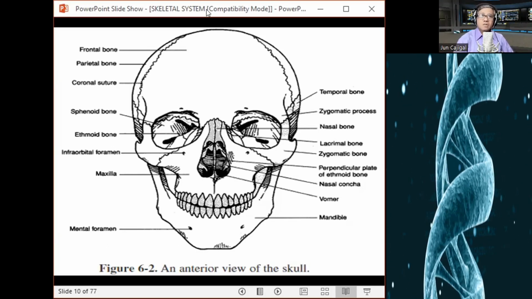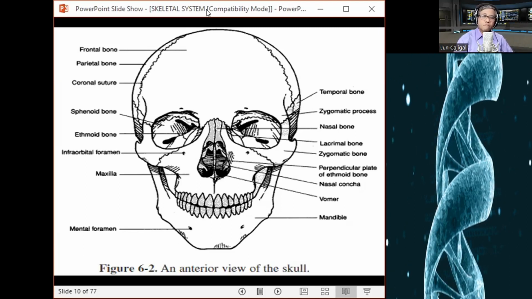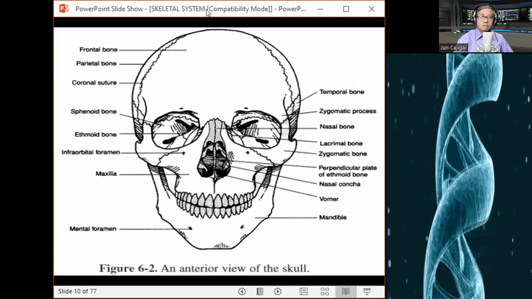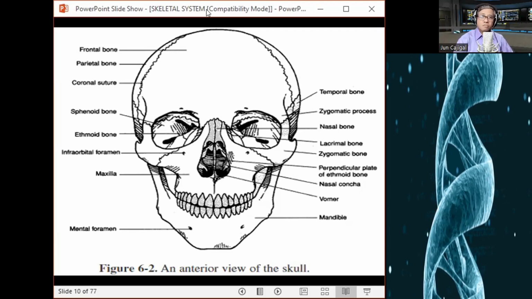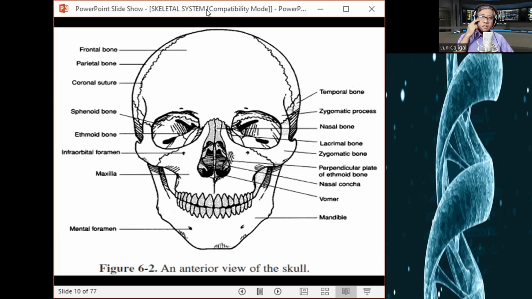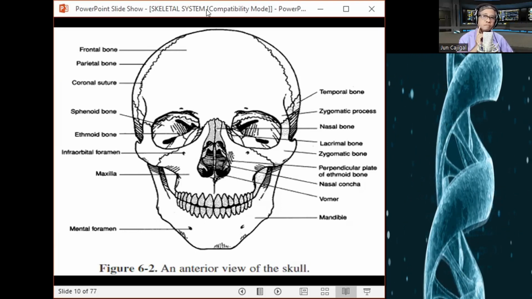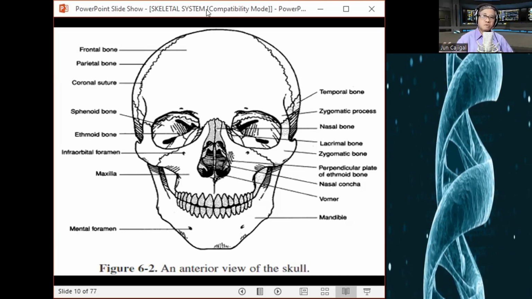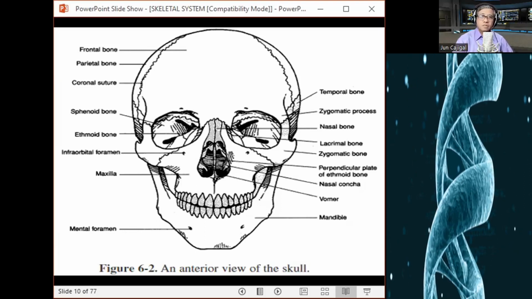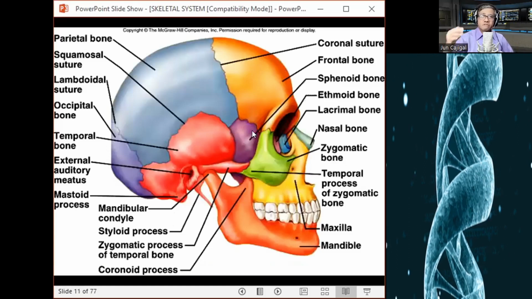Then we have the sphenoid bone together with the ethmoid bone that forms the eye socket or orbit. Then we have the zygomatic bone or the cheekbone. Alright, then we have the maxilla or the upper jawbone. Then we have the mandible or the lower jawbone. So those are the major bones that make up the skull.